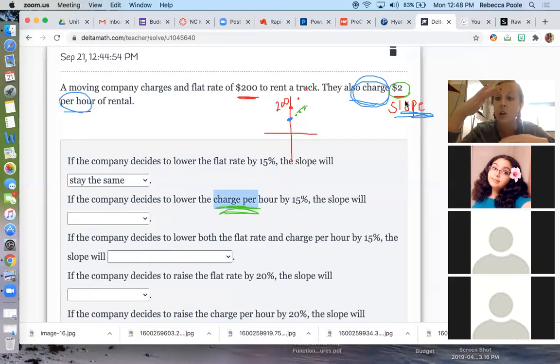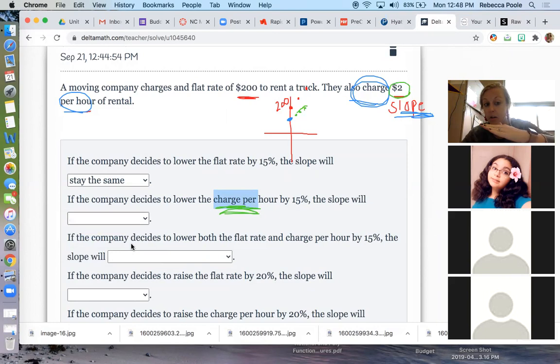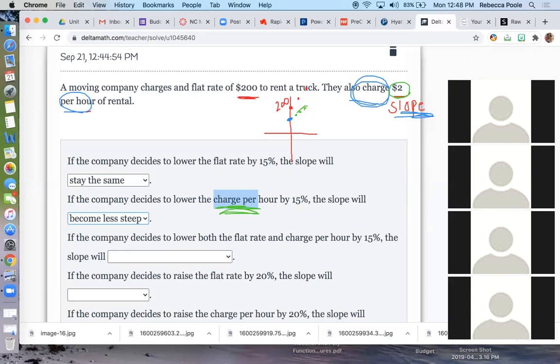So what happens to a line when the slope gets lower? Goes deeper. Okay, be careful. What does the word steeper mean? If you're climbing a mountain and the mountain's really steep, does it look like this or does it look like this? It's this. So if we're lowering the slope, we're making it less steep. Marissa, does that help? Because I know you said you wanted to see this one. Yeah, it does. Okay, good.